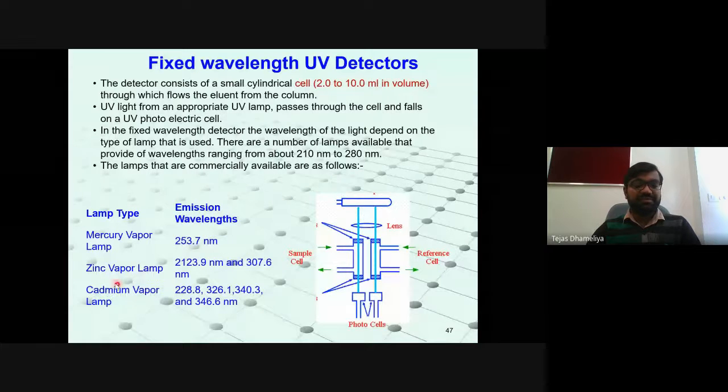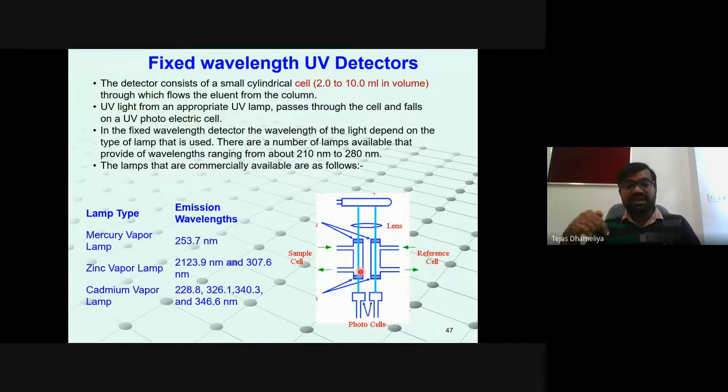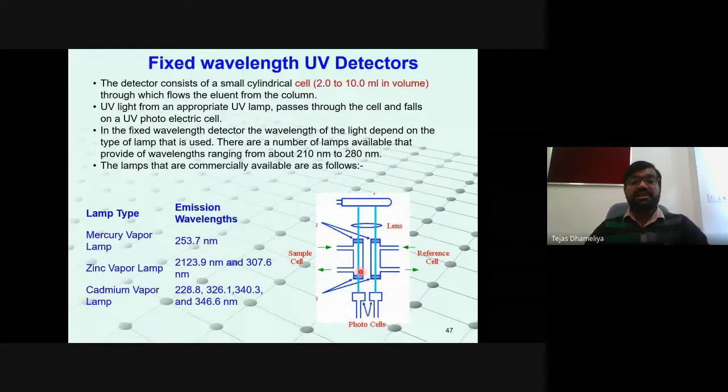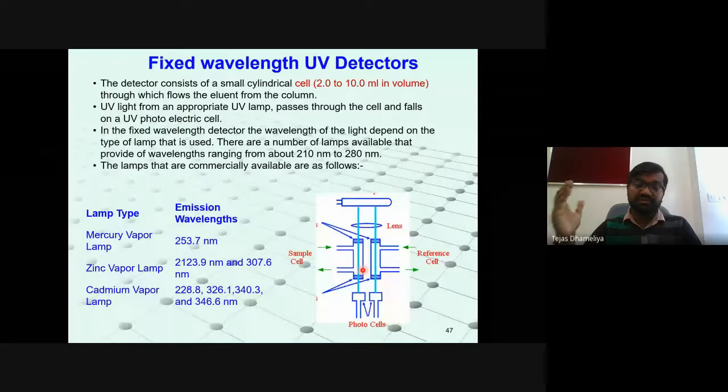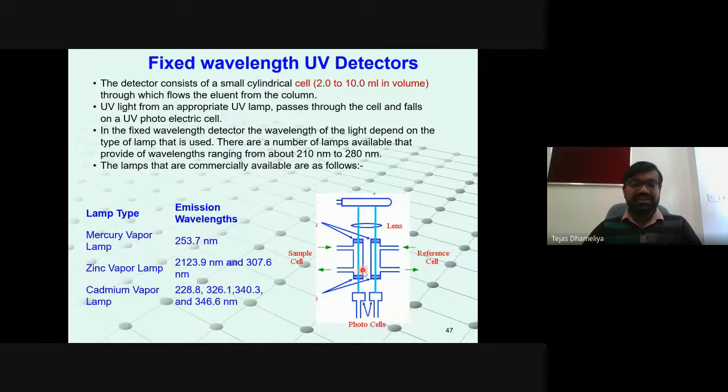Then the cadmium vapor lamp is also present in the emission. Okay, so this is the structural diagram of this detector. Our objective is that the detector will sense the molecules which come out of the column chromatography, the eluent molecules. Then we can sense and detect these molecules. The fixed wavelength detector is for this purpose.